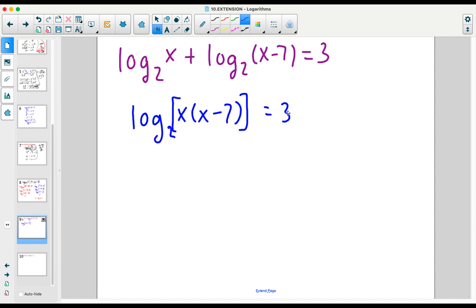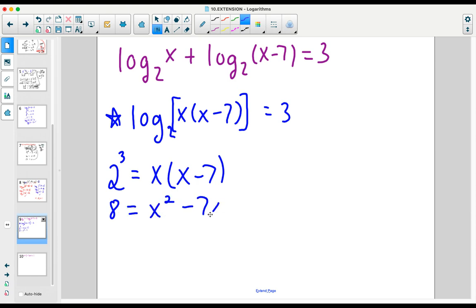of those two inputs. So instead of having log base 2 of x and log base 2 of x minus 7, we're instead going to have log base 2 of x times x minus 7. It's at this point, because we're down to one logarithm, that we can rewrite this as its exponential equivalent. We know that this is 8. We know that that's x squared minus 7x.